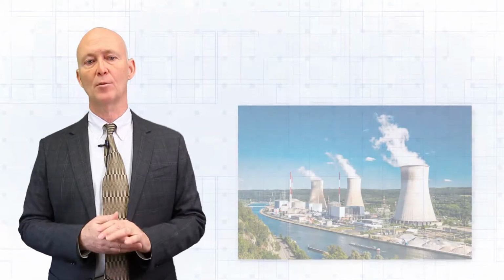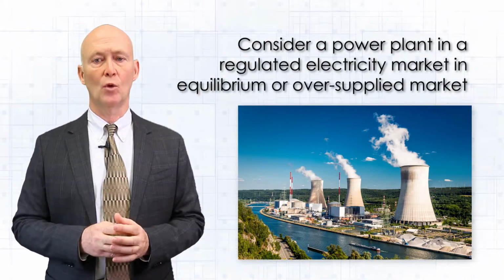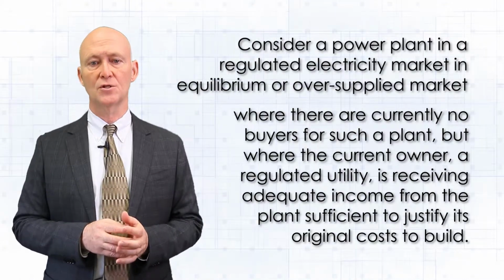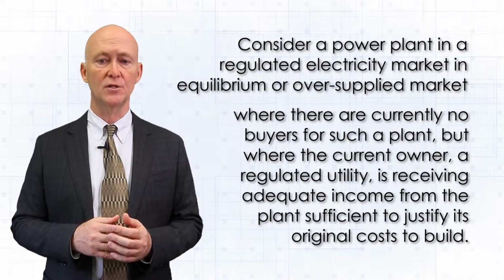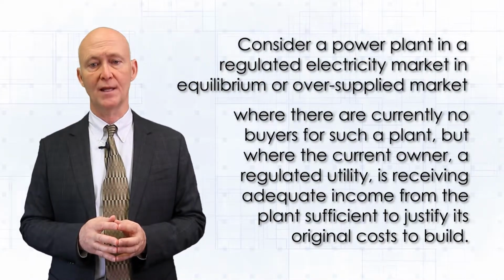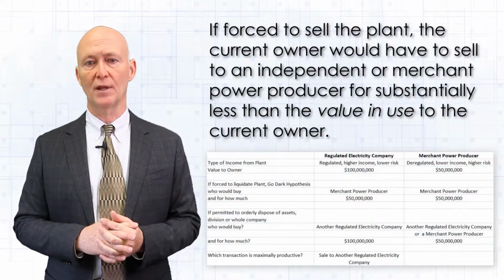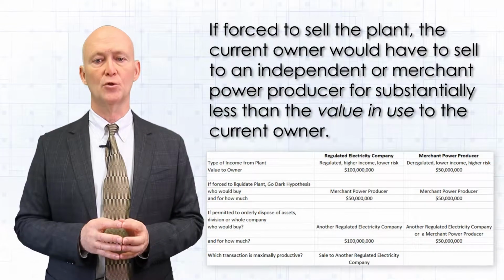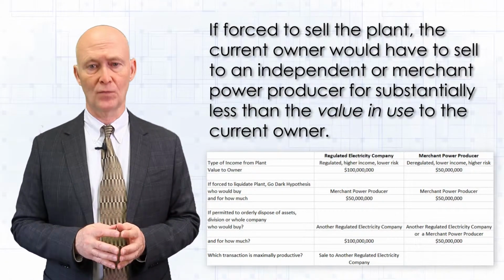Finally, consider a power plant. In a regulated electricity market, in equilibrium or oversupplied market, where there are currently no buyers for such a plant, but where the current owner, a regulated utility, is receiving adequate income from the plant sufficient to justify its original costs. If forced to sell the plant, the current owner would sell to an independent or merchant power producer for substantially less than the value in use to the current owner.